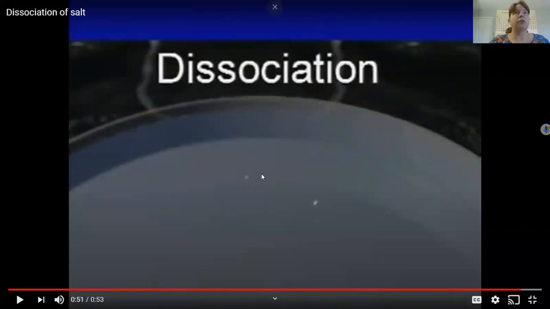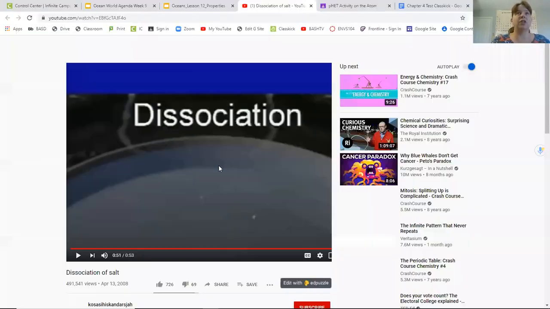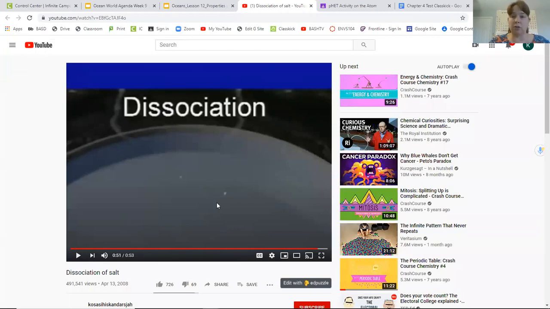Okay, so they use the term dissociation there, but dissociation just means dissolving. So salt is dissolved by water because it's pulled apart.